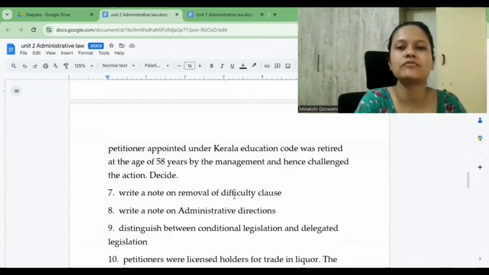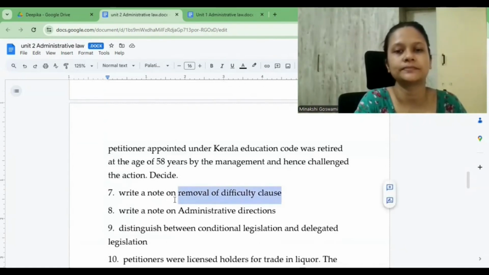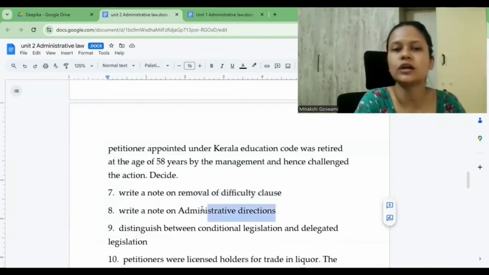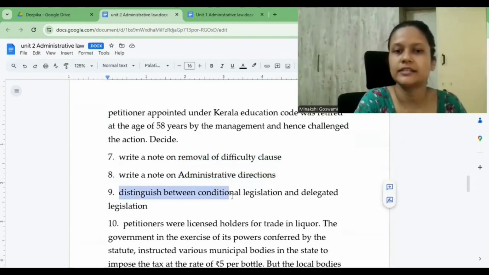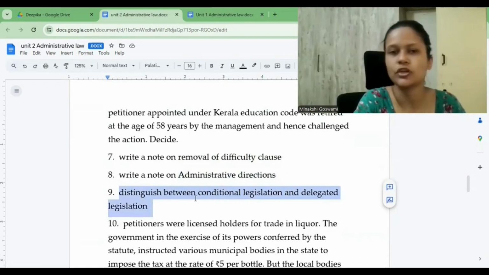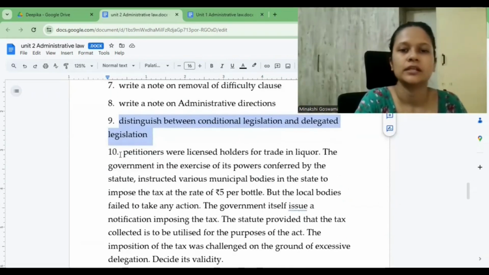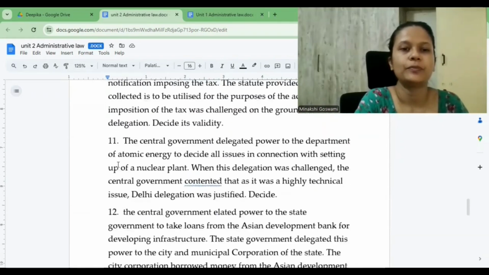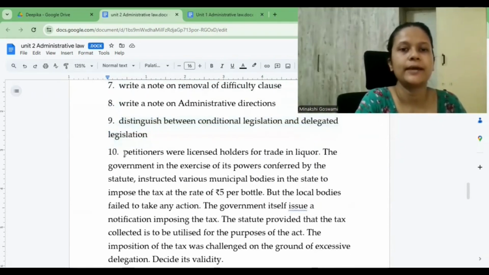Write a note on removal of difficulty clause. Write a note on administrative directions. Distinguish between conditional legislation and delegated legislation. So you need to differentiate between these two concepts. Then we again have few problem-based questions.